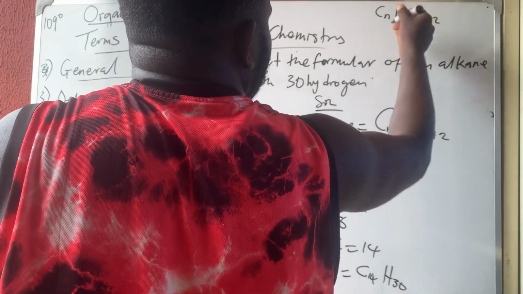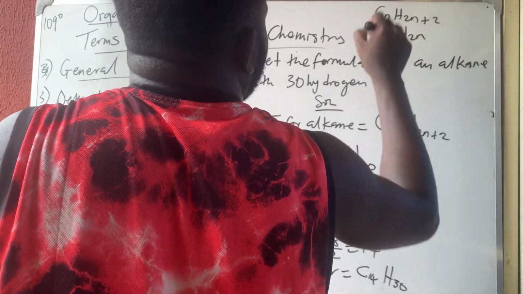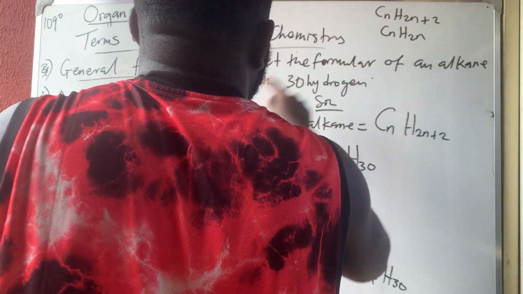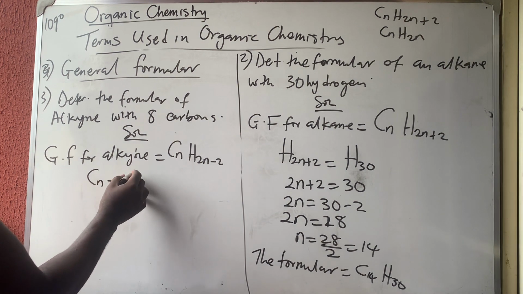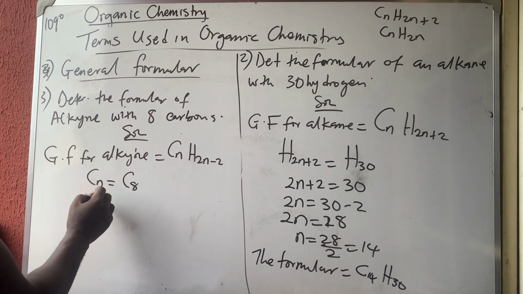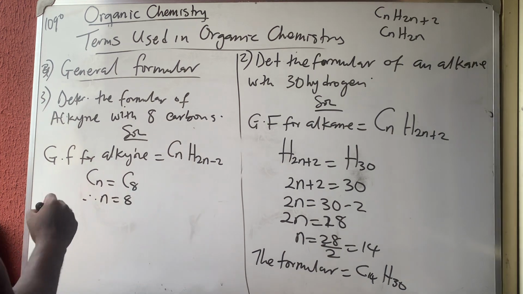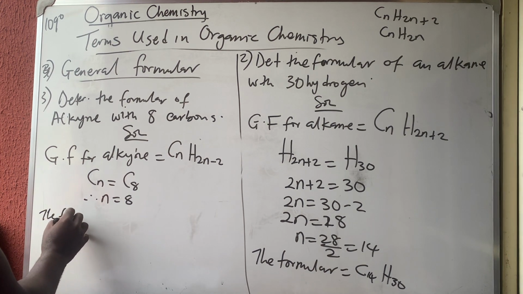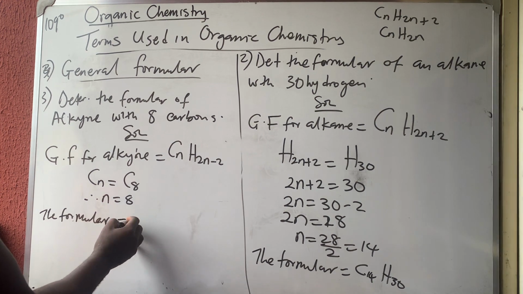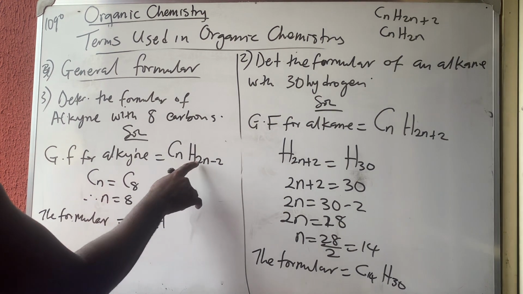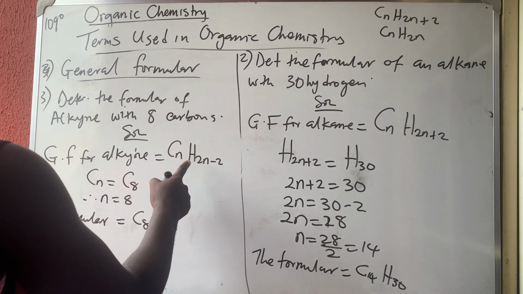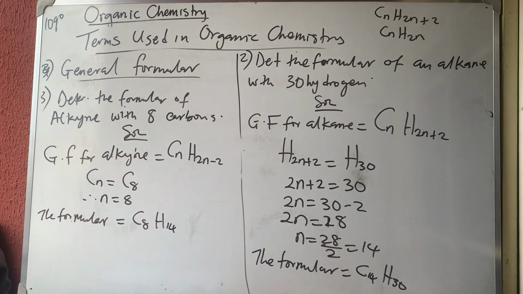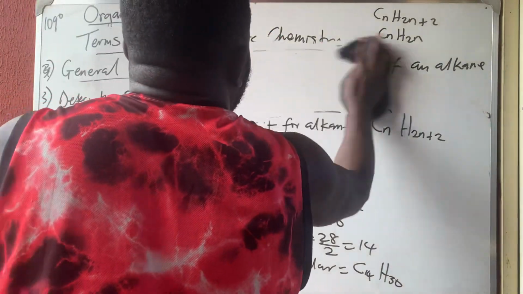Alkane, if you remove 2 here, it will now be CnH2n. Why alkyne? Remove another 2n. That is why you have minus another 2n. But they say that the number of carbon is 8 carbons. So if this cancels this, I'm going to get that my n is equal to 8. So the formula becomes C8H, 2 times 8 is 16, 16 minus 2 is 14. So I have C8H14.